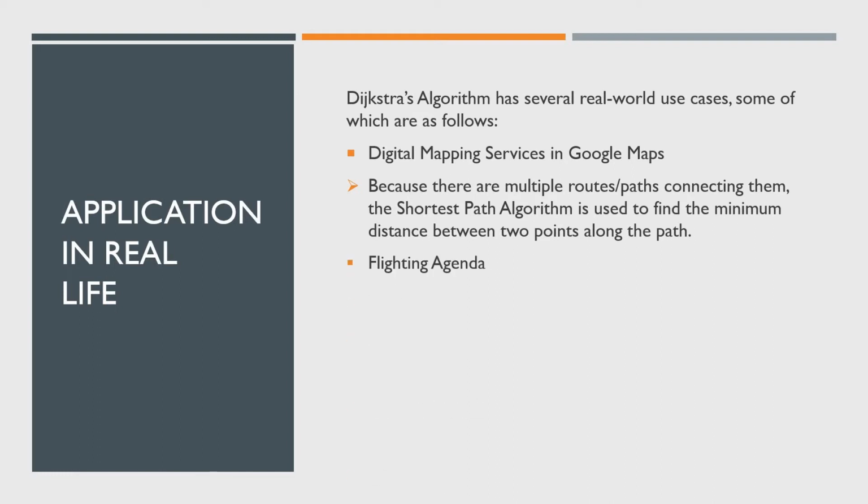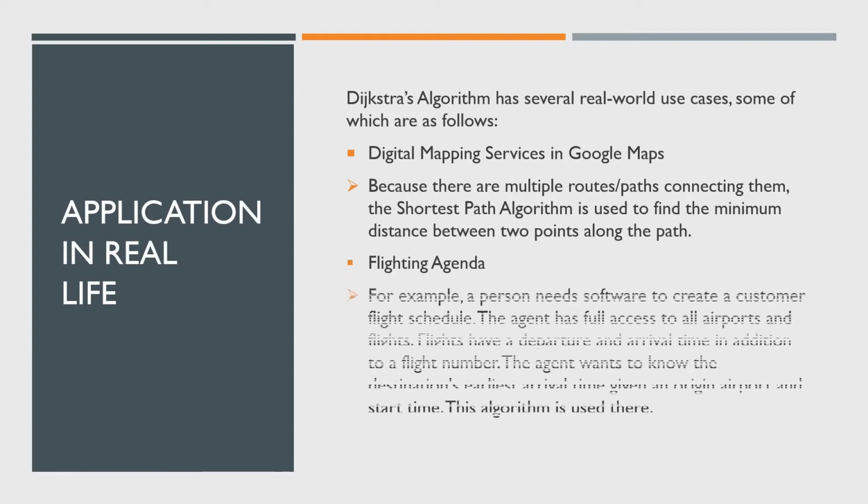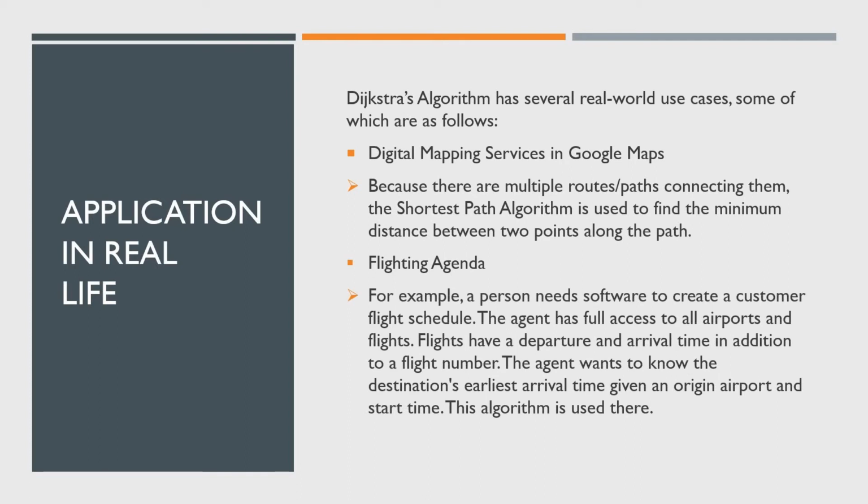And the last one is flight agenda. For example, a person needs software to create a customer flight schedule. The agent has full access to all airports and flights. Flights have a departure and arrival time in addition to a flight number. The agent wants to know the destination's earliest arrival time given an origin airport and start time. This algorithm is used there.